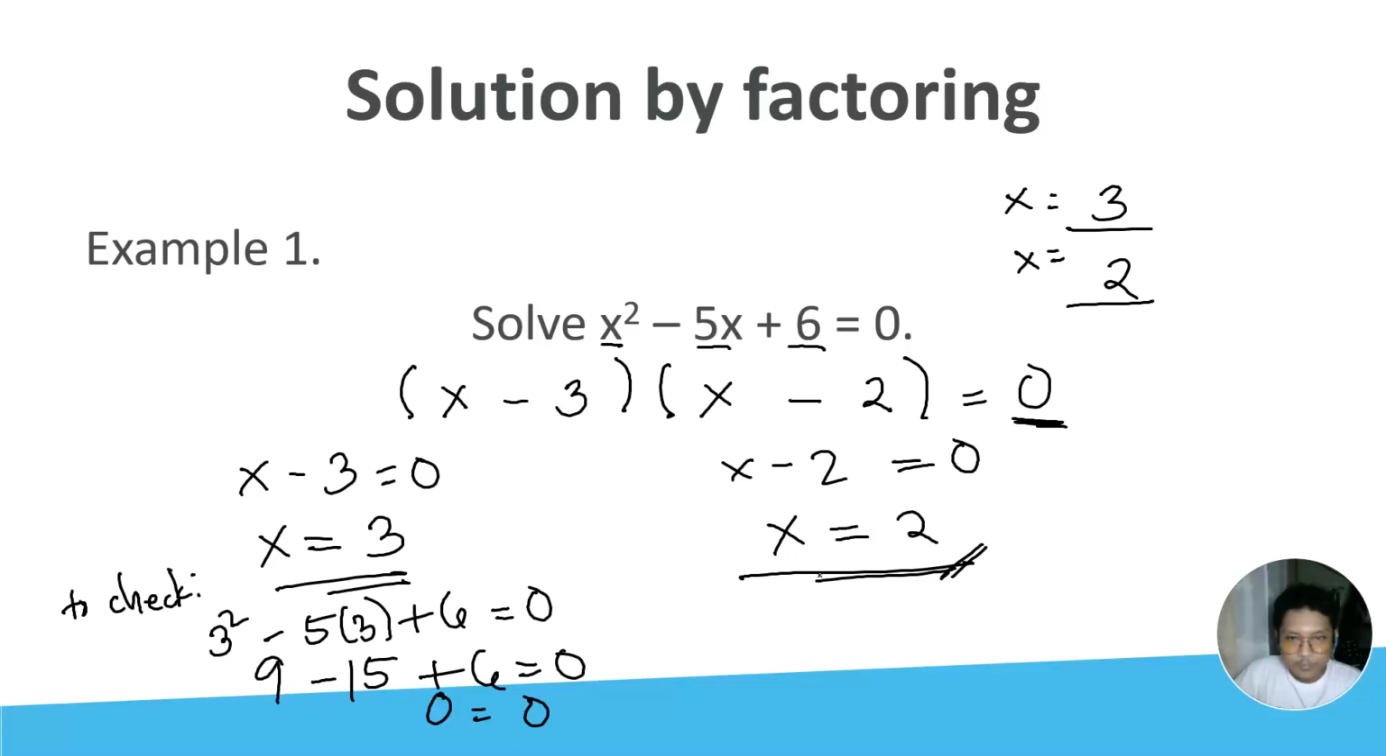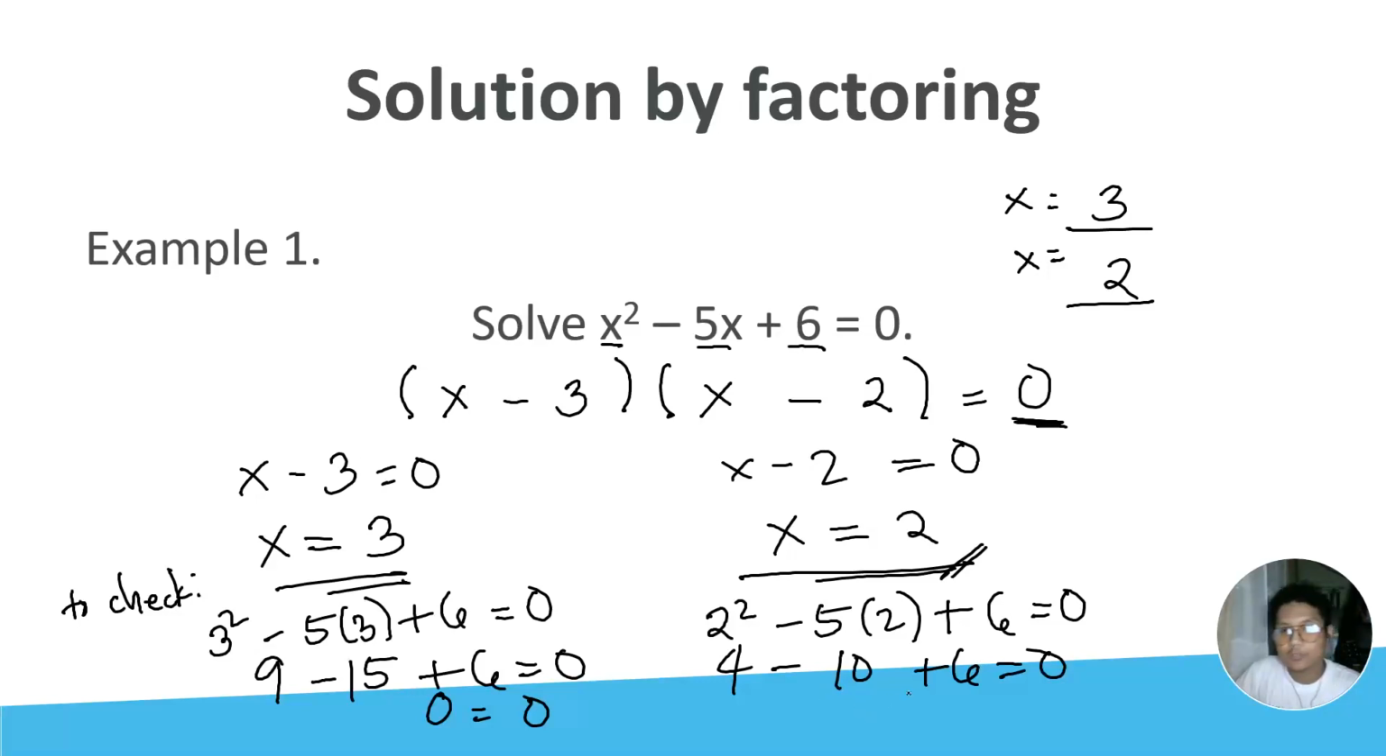So, para naman sa x equals 2, to check, 2 raised to 2 minus 5 times 2 plus 6. Dapat equals sa 0 din. So, 4 minus 10 plus 6 equals 0. So, 4 minus 10 plus 6 is 0. So, correct.